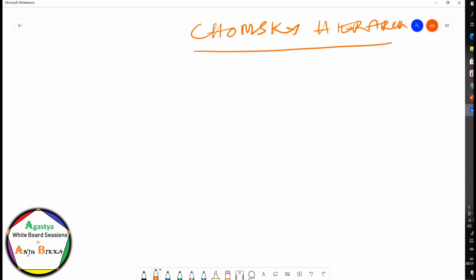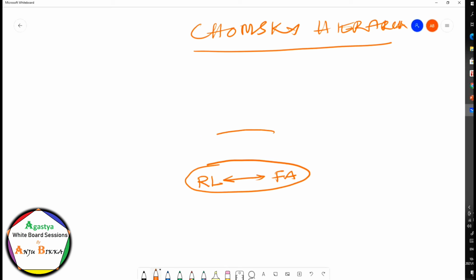Chomsky hierarchy. What is this hierarchy? If we start here, at the lowest level, we are going to discuss finite automata, also called finite state machines. The corresponding language is a regular language. Regular language, finite state automata.